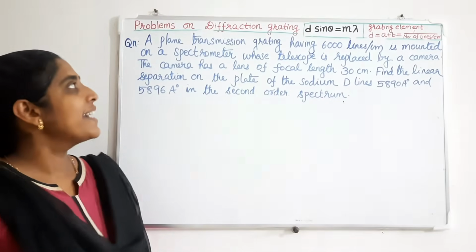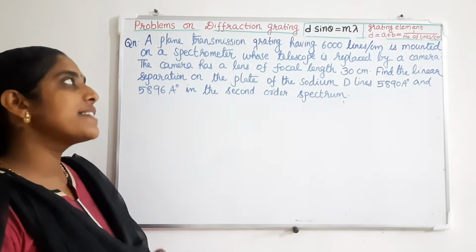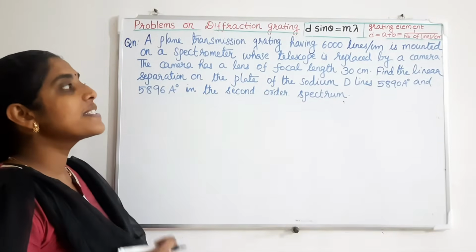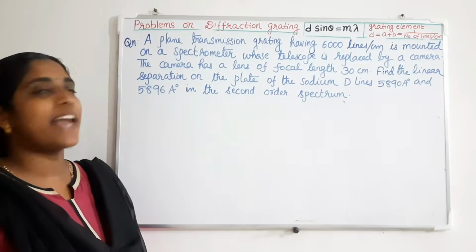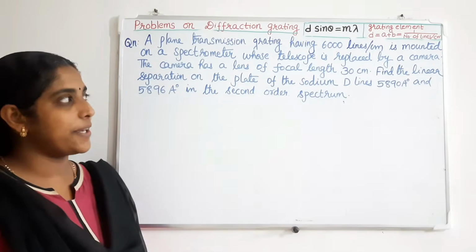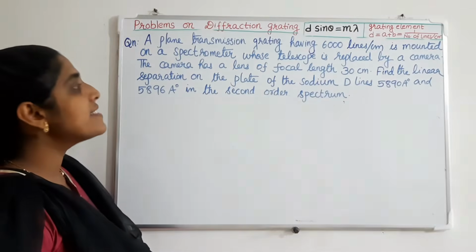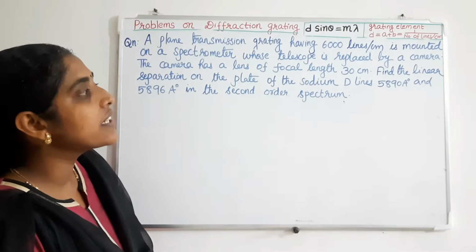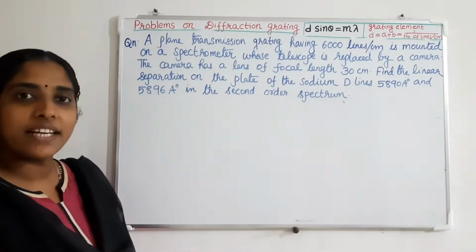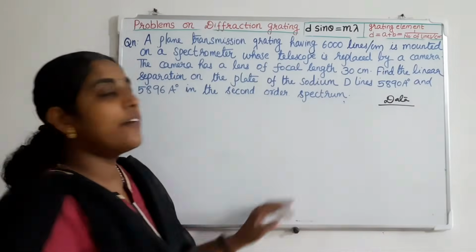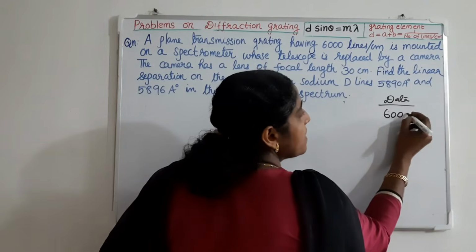See the next question. A plane transmission grating having 6000 lines per centimeter is mounted on a spectrometer whose telescope is replaced by a camera. The camera has a lens of focal length 30 centimeter. Find the linear separation on the plate for sodium D lines 5890 Armstrong and 5896 Armstrong in the second order spectrum.